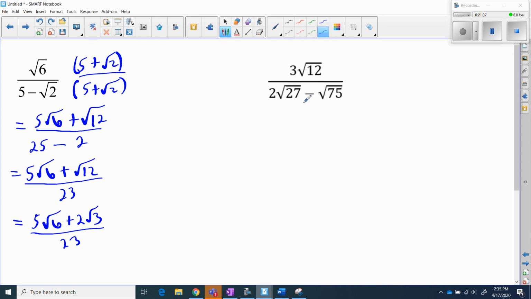Now, one thing I would suggest here is these three radicals all reduce. I would reduce the radicals in the beginning just to make the multiplication a little bit easier. So the numerator, which is 4 times 3, square root of 4 is 2 times 3, 6 root 3. 27 is 9 times 3. The square root of 9 is 3 times that 2. 6 root 3. 75 is 25 times 3. So this will be 5 radical 3.